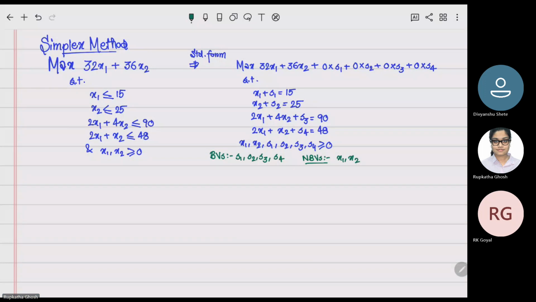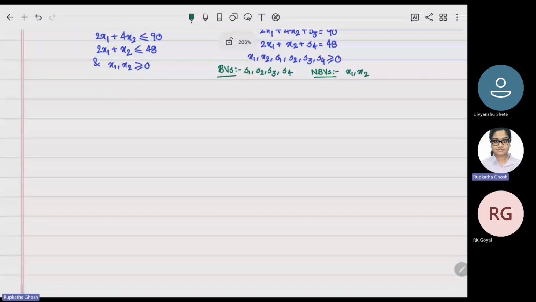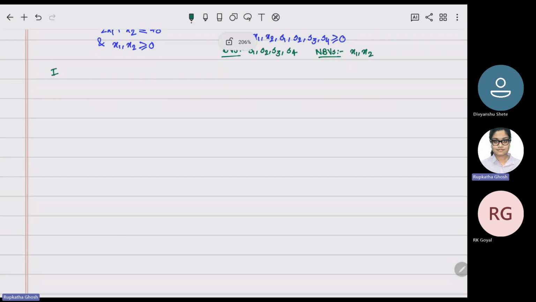Very good. So now when you first make the table, this is my first iteration, right? This is my basis, XB. Here I have XJ, CB by CJ. So here you will have X1, X2, S1, S2, S3, S4. Here this is my right hand side. What are the coefficients I have? 32, 36, 0, 0, 0, 0. Now in the basis, what values will you have? S1, S2, S3, S4.